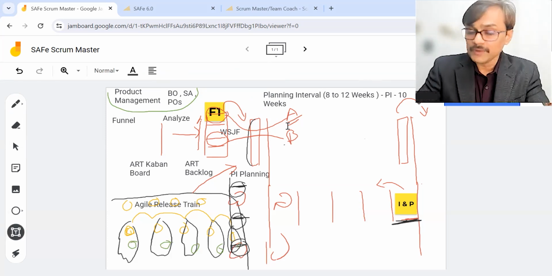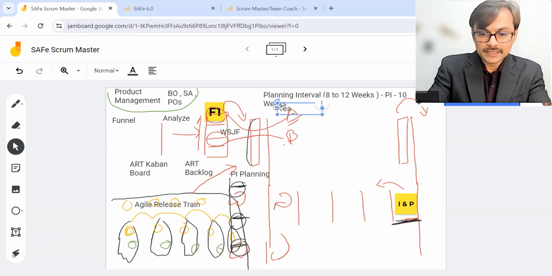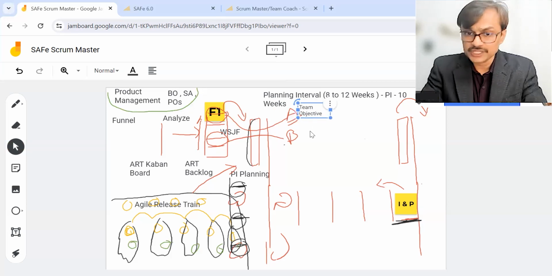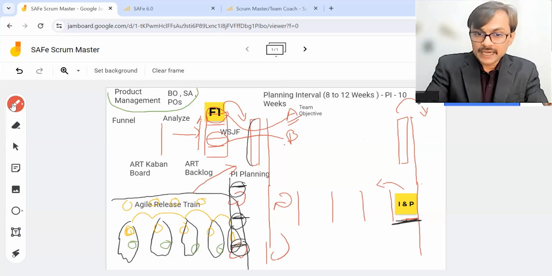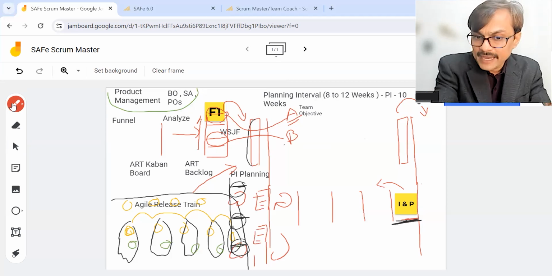So each team will come up with a team-level PI objective, which is a summary-level statement. Along with that, the team will also come up with a detailed understanding of a set of user stories, which are children of those features, expected to get done in the upcoming PI in order to achieve the PI objective. The team also comes up with a detailed local backlog, local to each team, which is connected to the ART backlog. This backlog is called the team backlog.